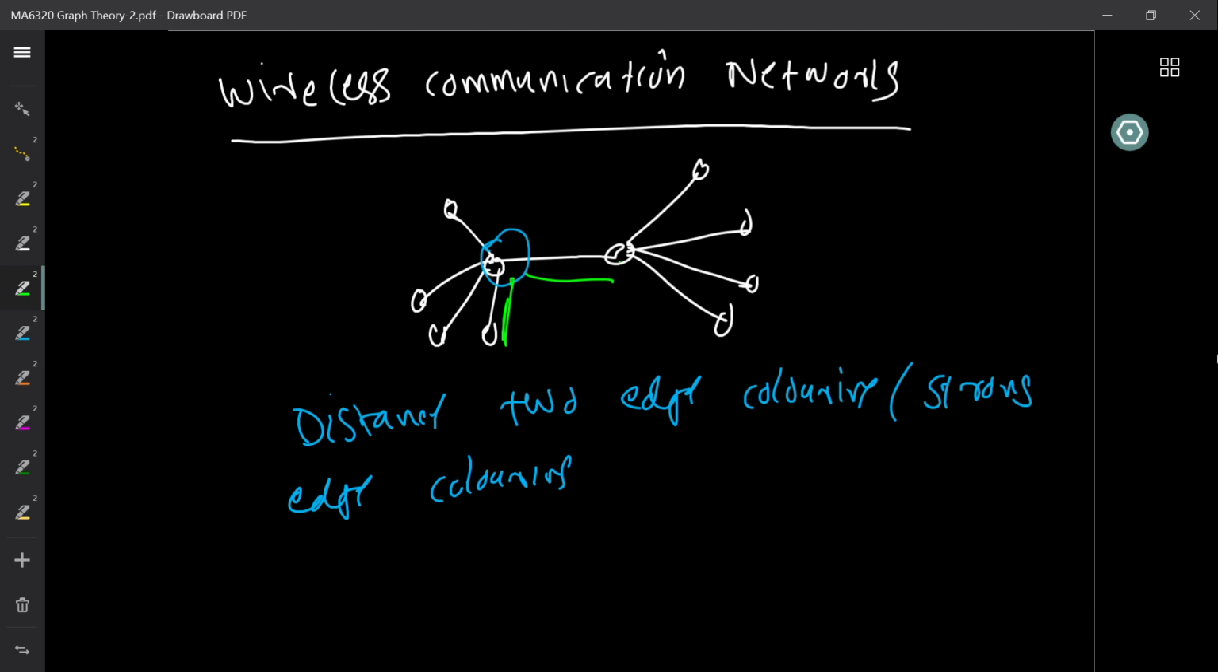If the range is within reach, or this guy may be confused: whom am I talking to? Or whose message is coming from where? That kind of thing will be a problem. So this and this should be different. This color and this color must be different.